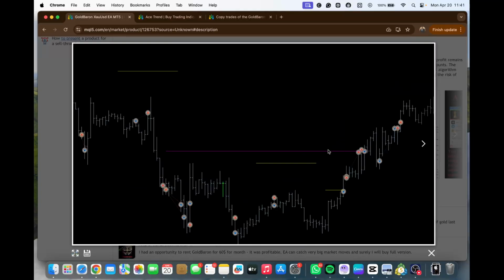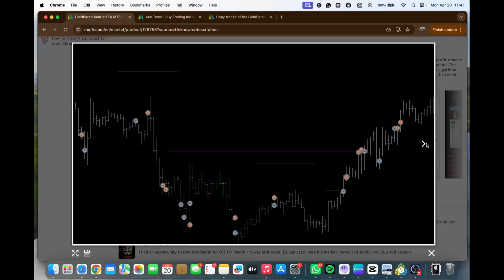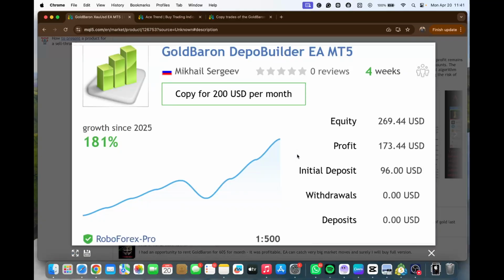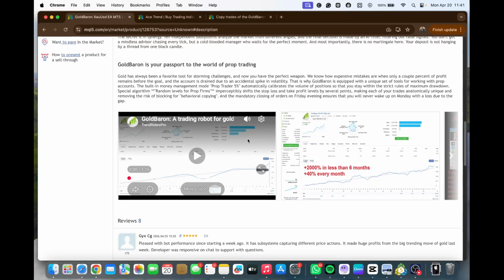So you can see it can hold trades for days, for some time. This is how it looks, and that's all from the seller, the developer. Now let's talk about the settings.